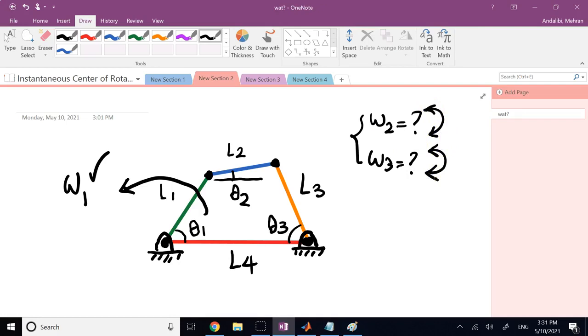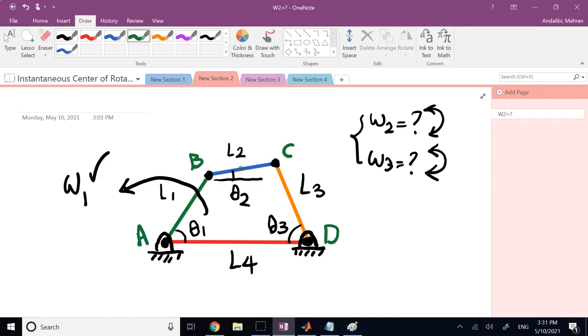I give you all the angles, all the lengths, and one omega, the input omega, and I ask you for the omega of the output and the connecting rod. Right? How can you do that? Well, one way, as you know, per what we learned, is we start from the member that you know something about, member AB, and then go to member BC, and then go to CD, and then basically do the analysis. Correct? So that's one way to approach this problem.